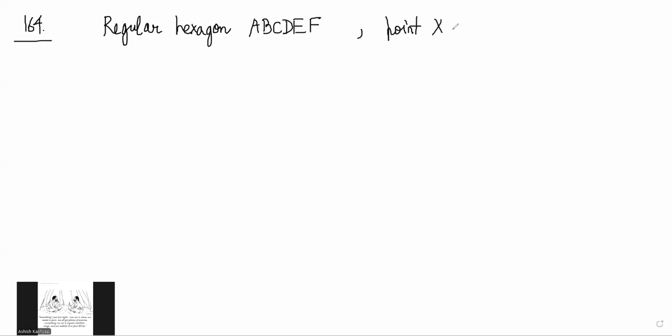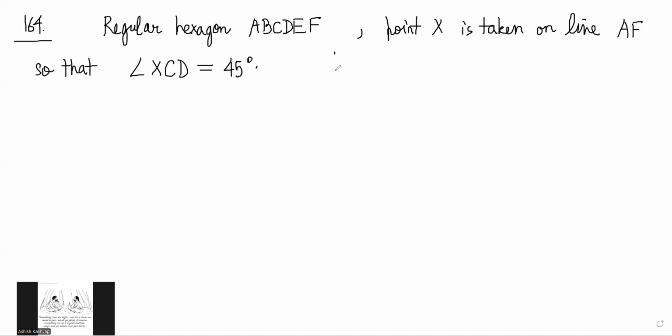Question number 164. There is a regular hexagon ABCDEF, where point X is taken on line AF so that angle XCD is equal to 45 degrees. You have to find angle FXE. Okay.